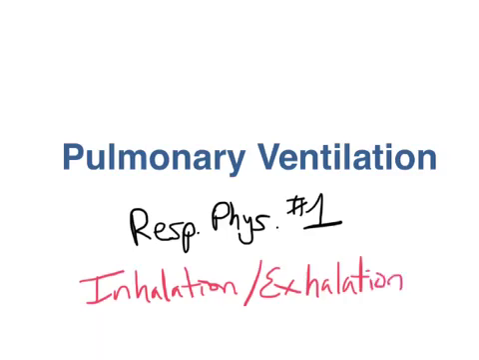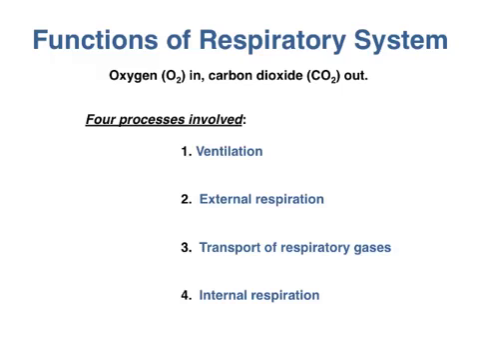Now, since this is our first respiratory physiology video, let's talk a little bit about the different processes involved in respiratory function. The overarching function of the respiratory system is pretty straightforward. Oxygen in, carbon dioxide out. You need oxygen in order to do cellular metabolism, in order to make enough ATP for your cells to continue to function. And when your cells make that ATP, they produce carbon dioxide, and that carbon dioxide needs to be expelled from the body. So your lungs really serve these two purposes.